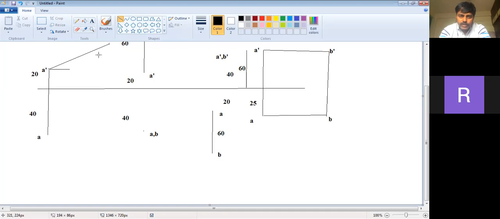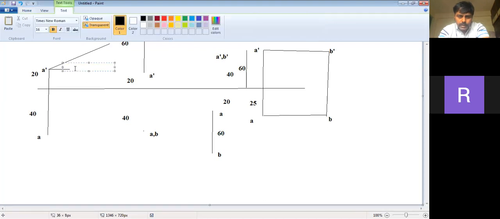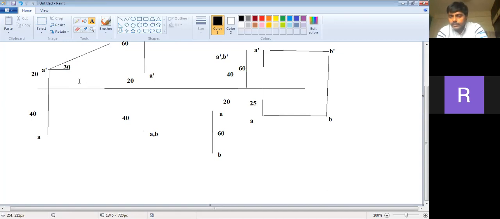This angle is to be 30 degrees here, right? This inner angle is 30 degrees. So I have drawn from A dash a 30 degrees line, because what they told is 30 degrees to HP. Remember this in your mind: HP angle means draw above the XY line.